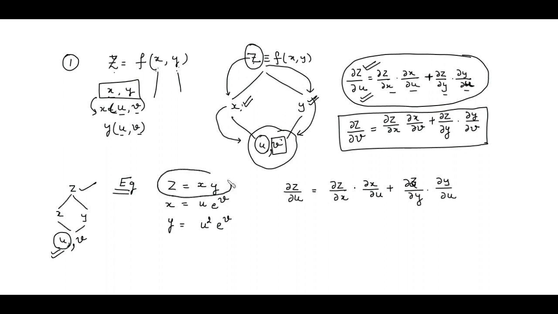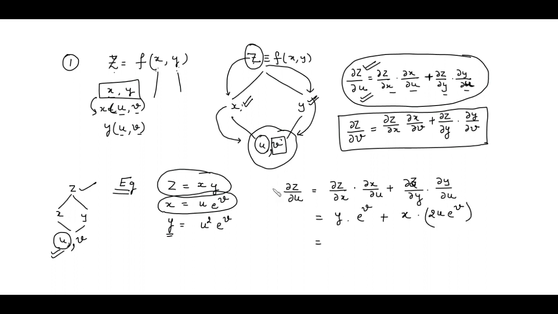What is the partial derivative of z with respect to x? This is y. What is the partial derivative of x with respect to u? This is e to the power v. What is the partial derivative of z with respect to y? It comes out to x. And then the partial derivative of y with respect to u, this is 2u into e to the power v.